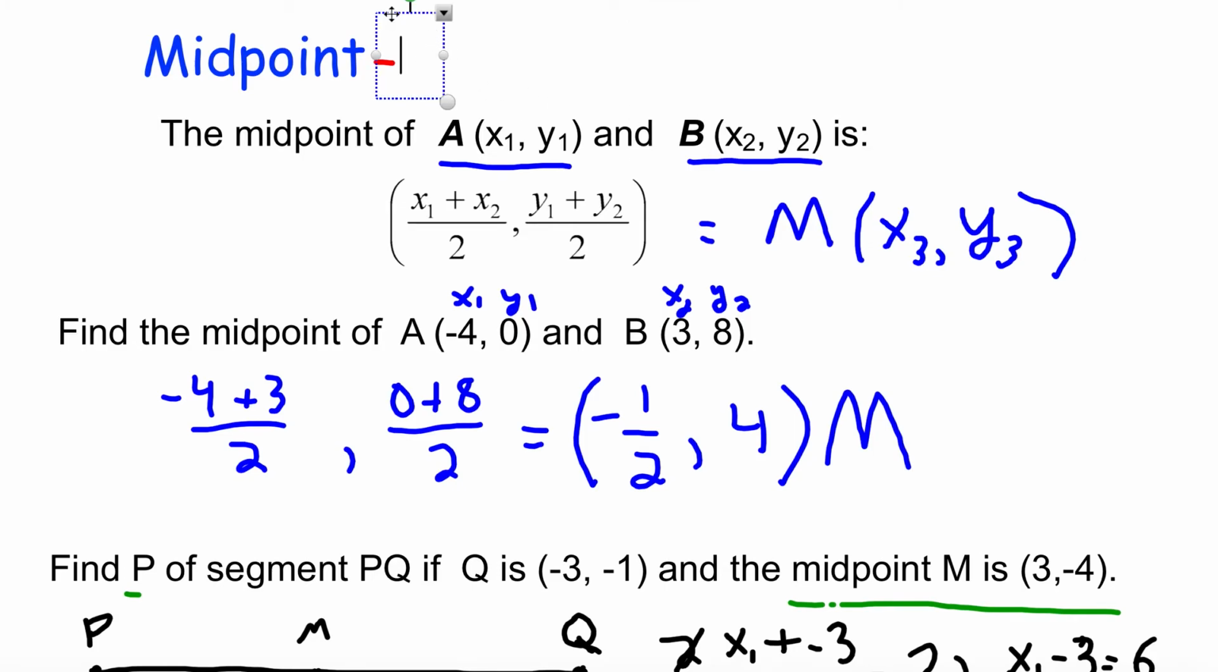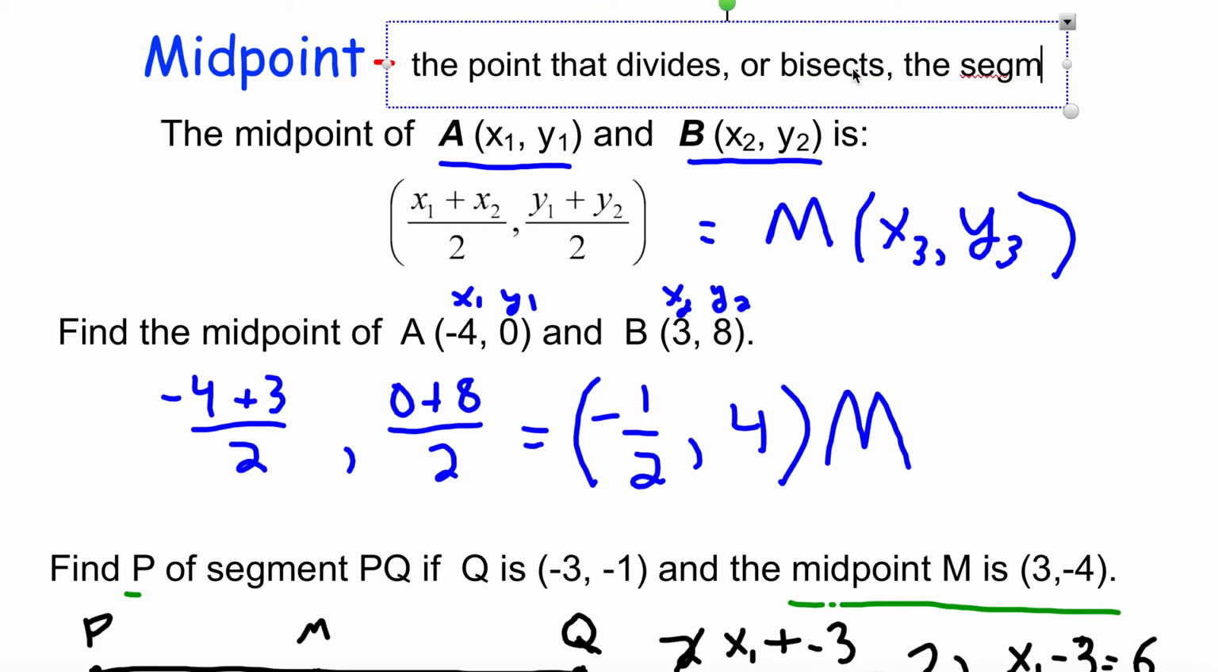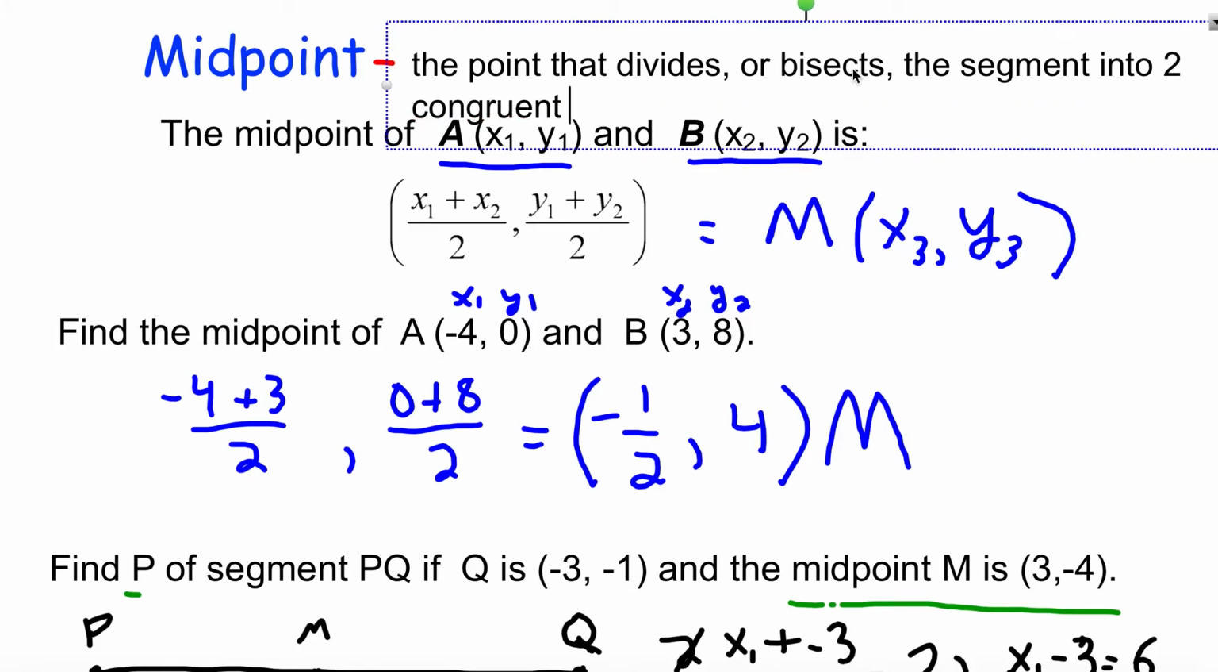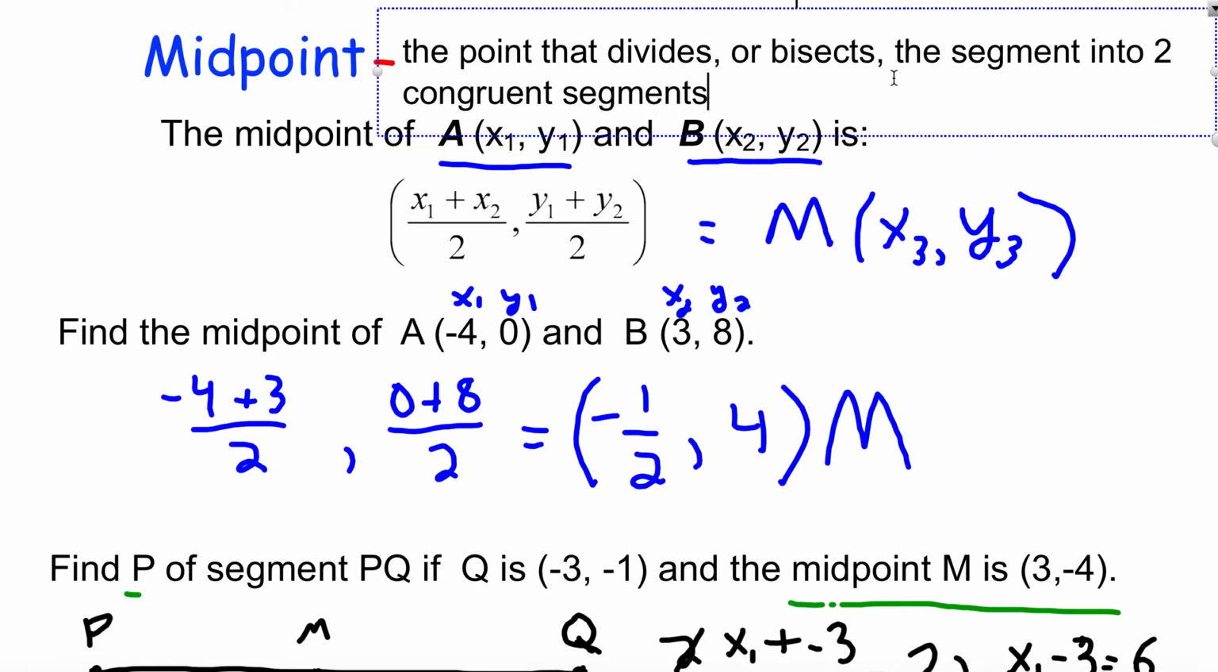Okay, so what a midpoint is, and if you need some more time, you can just pause the video. A midpoint of a segment is the point that bisects, I should say the point that divides or bisects the segment into two congruent segments. And I'll move that up so that you can see. A midpoint is the point that divides or bisects the segment into two congruent segments.